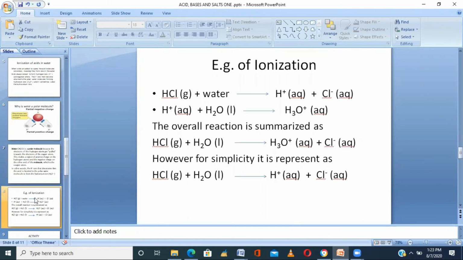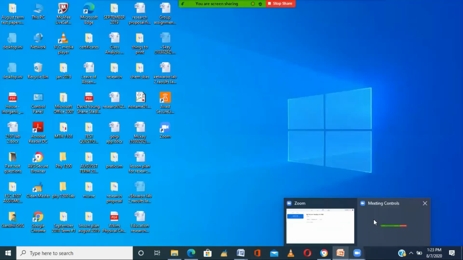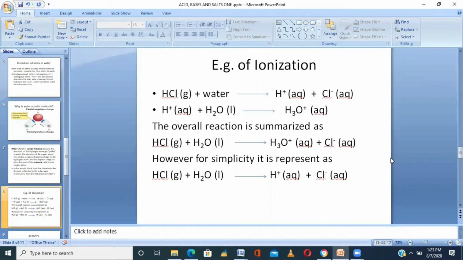Good. So let's look at the example of ionization. Remember we say that ionization is when this acid breaks apart in water to form ions. Isn't that so? So if we look at hydrochloric acid here, for example, we can see that when hydrochloric acid, and I spelled out the word water there. Let's think about it being dissolved in water. It's going to break apart to give you H+ ions.